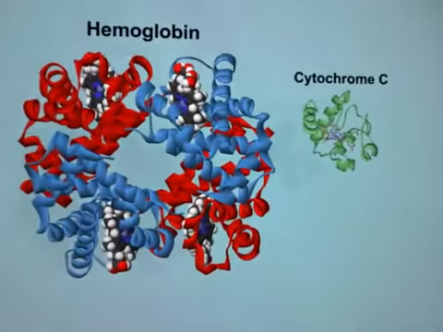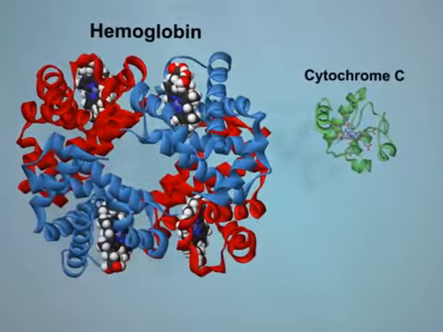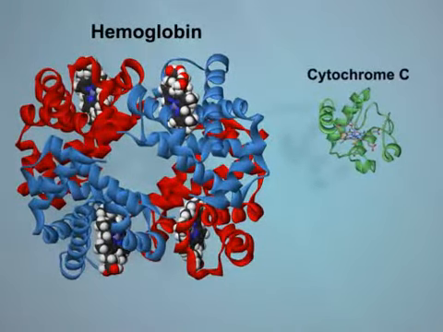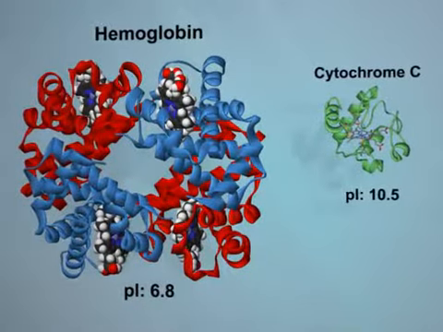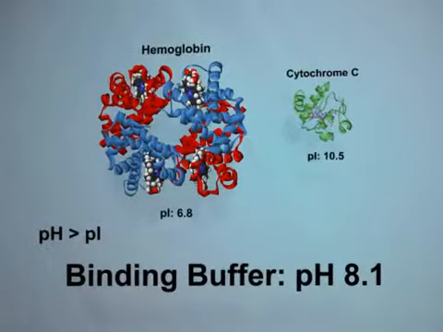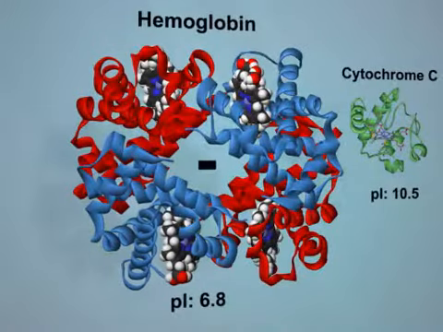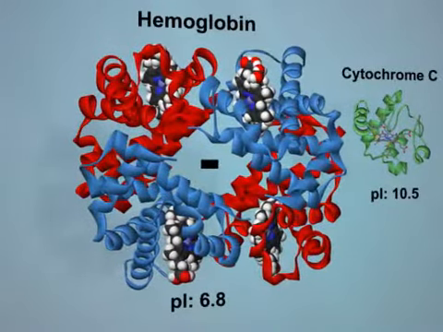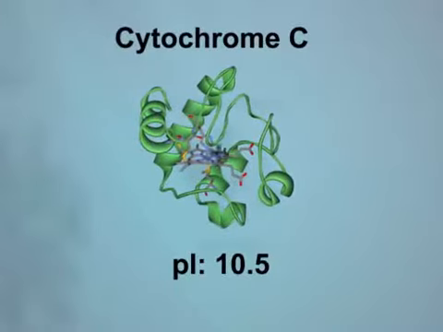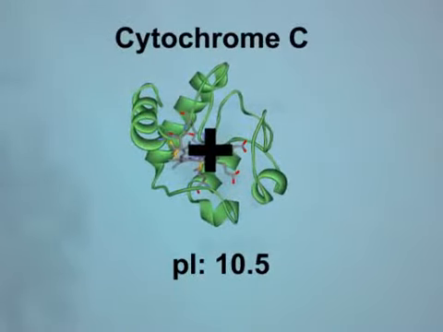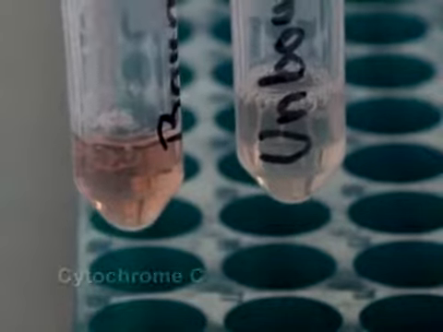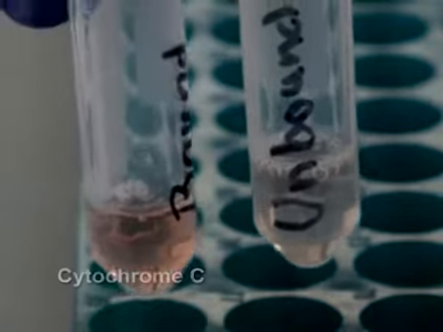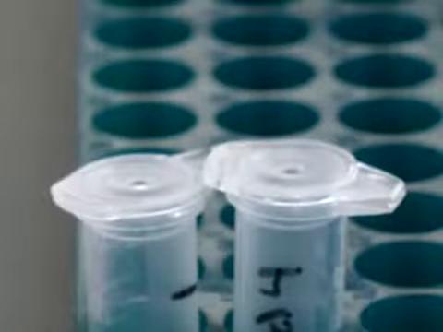In this example, hemoglobin and cytochrome C were separated. Hemoglobin has a pI of 6.8, while cytochrome C has a pI of 10.5. In the pH 8.1 buffer, hemoglobin is negatively charged and does not bind to the column. Conversely, cytochrome C is positively charged at pH 8.1 and binds to the column. Hemoglobin, a brownish-colored protein, was found in the unbound fractions, while cytochrome C, a reddish-colored protein, was observed in the bound fraction.